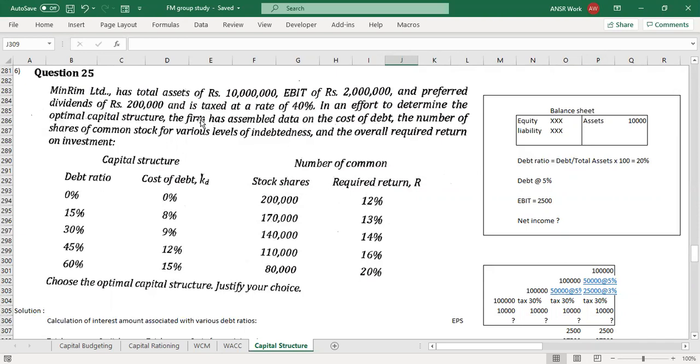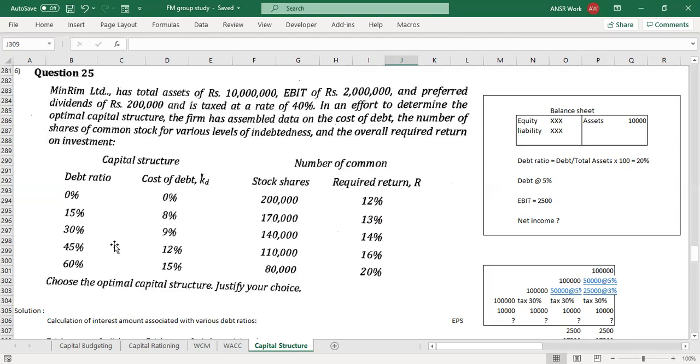In an effort to determine the optimal capital structure, the firm has assembled the data of the capital cost of debt, the number of shares of common stock for various levels of indebtedness, and overall required rate of return on the investment. What they're saying in the last sentence is exactly given in the table below. In the table, what they're giving is capital structure, debt ratio: 0, 15, 30. All these are different scenarios, basically. In those scenarios, they've given the cost of debt also. Debt ratio, we have already discussed how it is relevant in our question. Cost of debt, you already know.